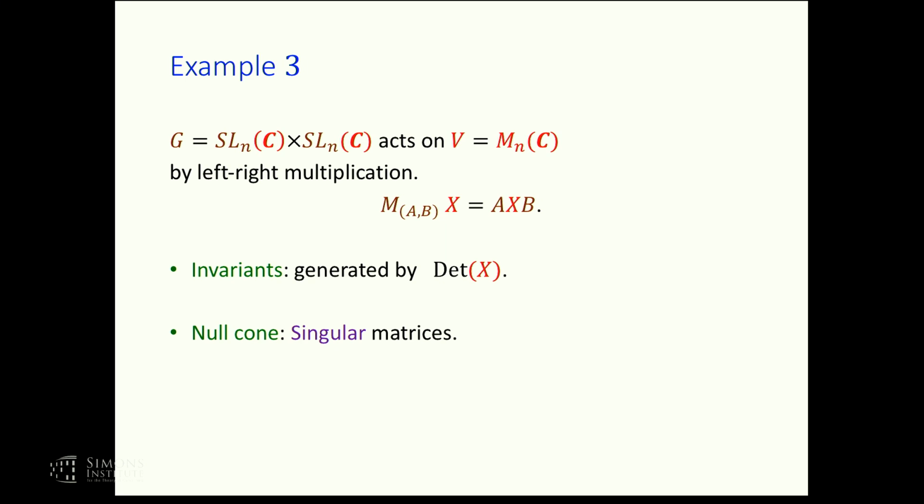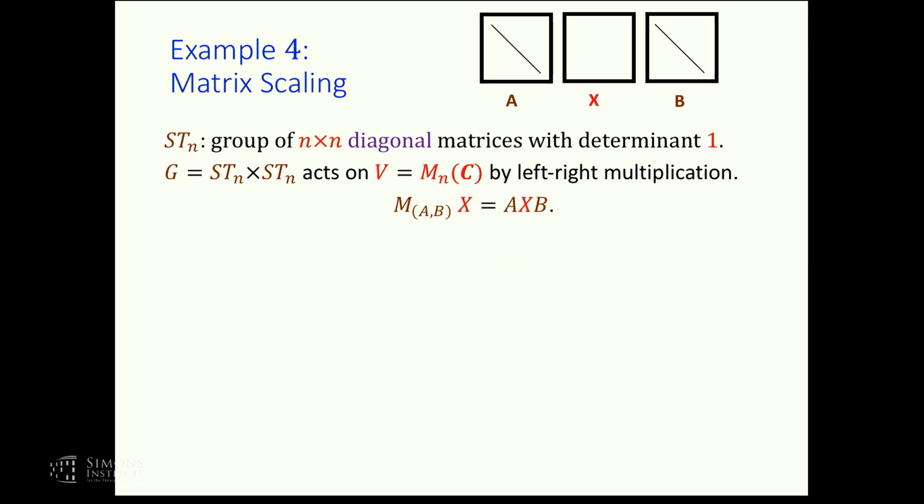Here's another example. Instead of conjugation, which multiplies by a matrix and its inverse, you look at this left-right action, where you multiply on the left by one matrix and on the right by another, so you change bases independently. Then the invariants are different. They are generated by a single polynomial, just the determinant of the matrix. And here the null cone is not nilpotent matrices, but singular matrices, as it turns out. Very natural object, of course.